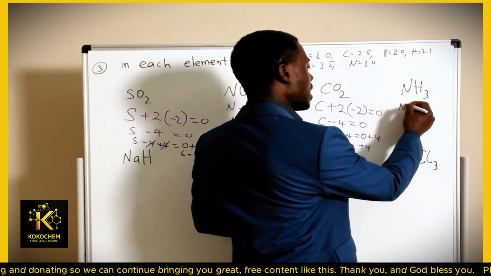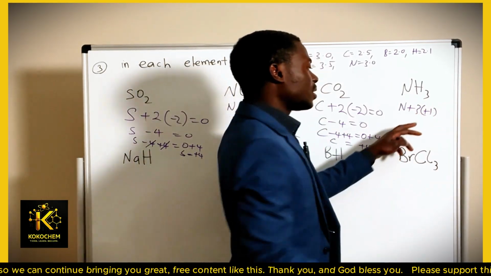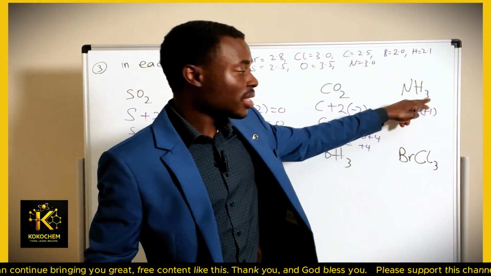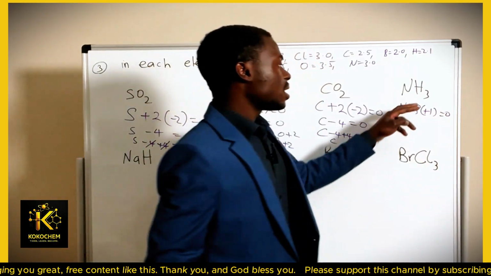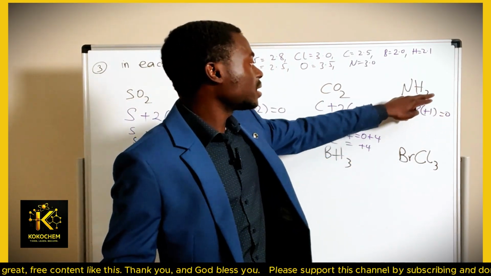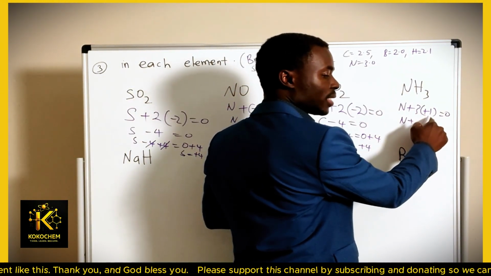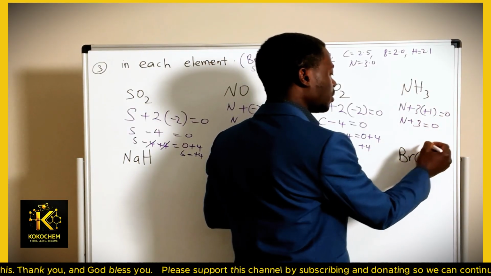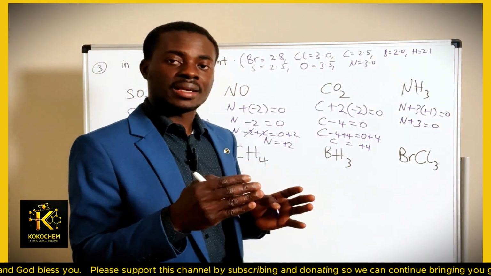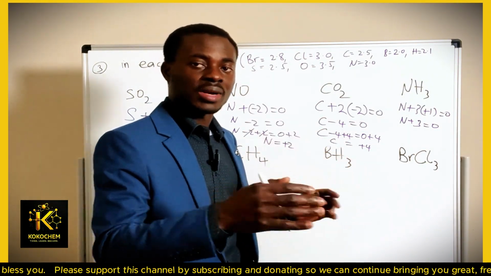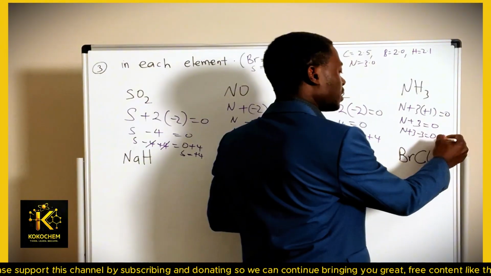So it will be N plus 3 atoms of plus 1. The 3 hydrogens each have plus 1. It is equal to 0, because NH3 is a neutral compound. So N plus 3 times 1 is 3, equal to 0. To remove the plus 3, we subtract 3 from the left and right, so nitrogen plus 3 minus 3 equals 0 minus 3.